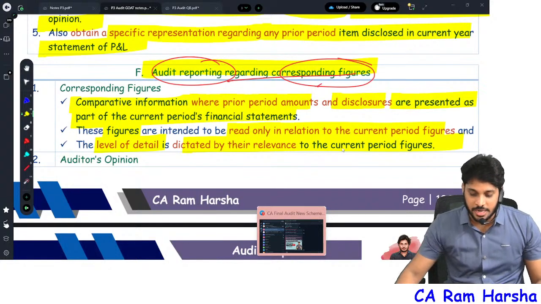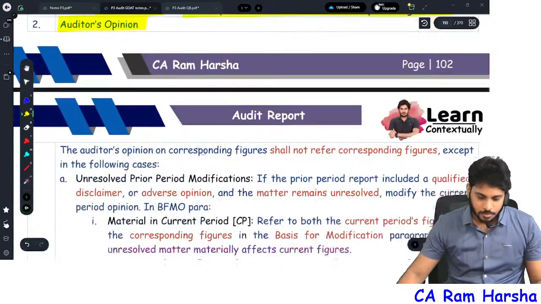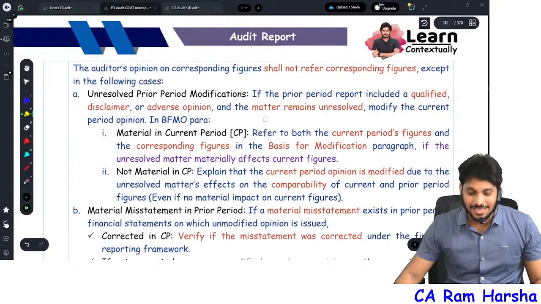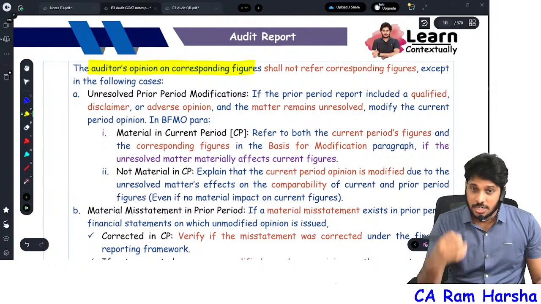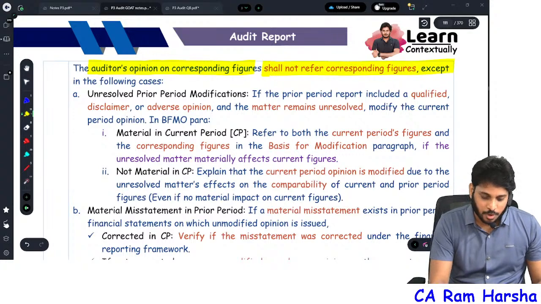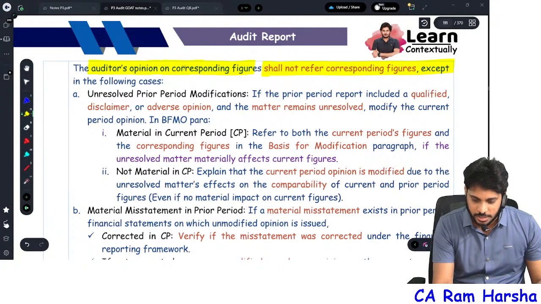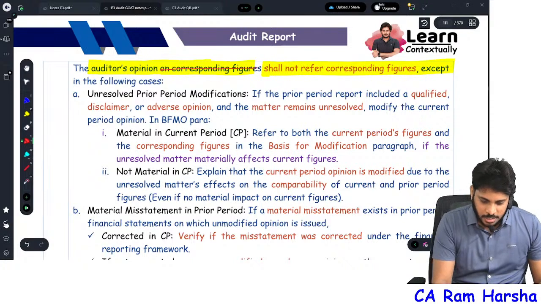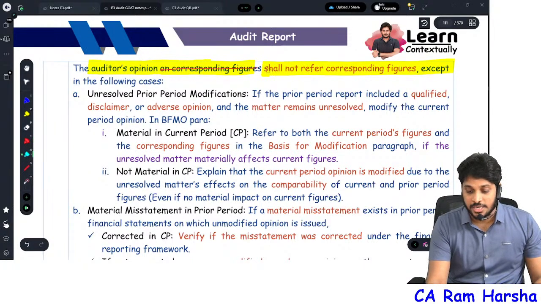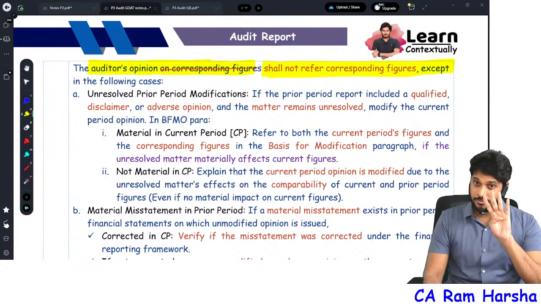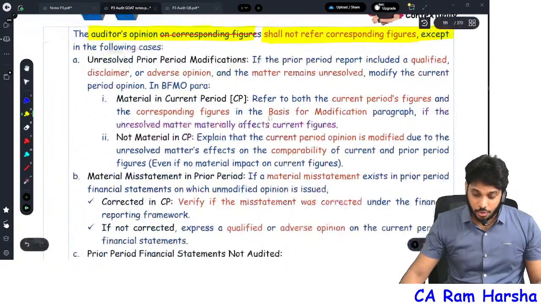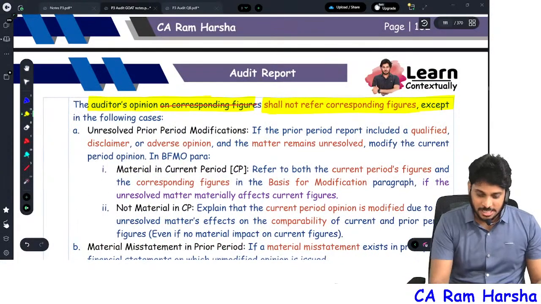Now, the auditor's opinion. What is the auditor's opinion? Generally, the auditor's opinion shall not refer to corresponding figures. On corresponding figures, you can strike this off. Okay, fine. So generally, the auditor's opinion shall not refer to corresponding figures. However, there are 4 circumstances, except in the following cases.